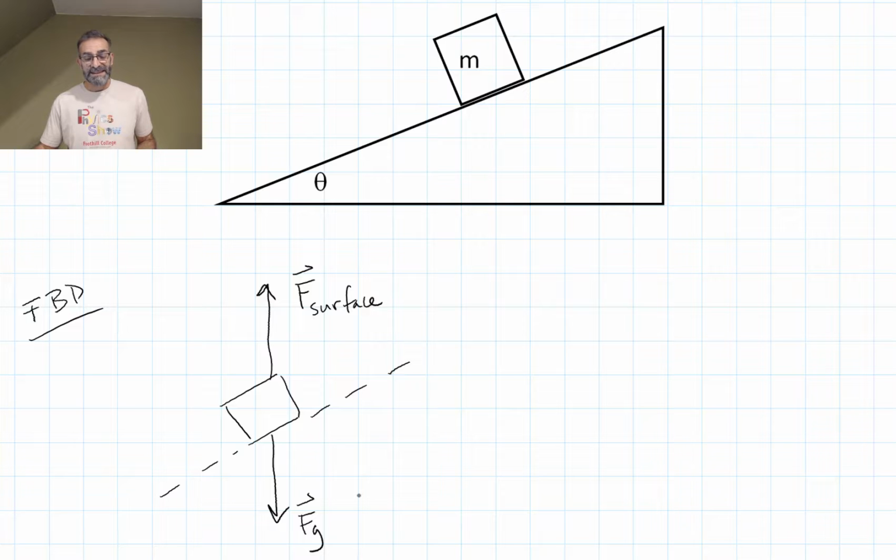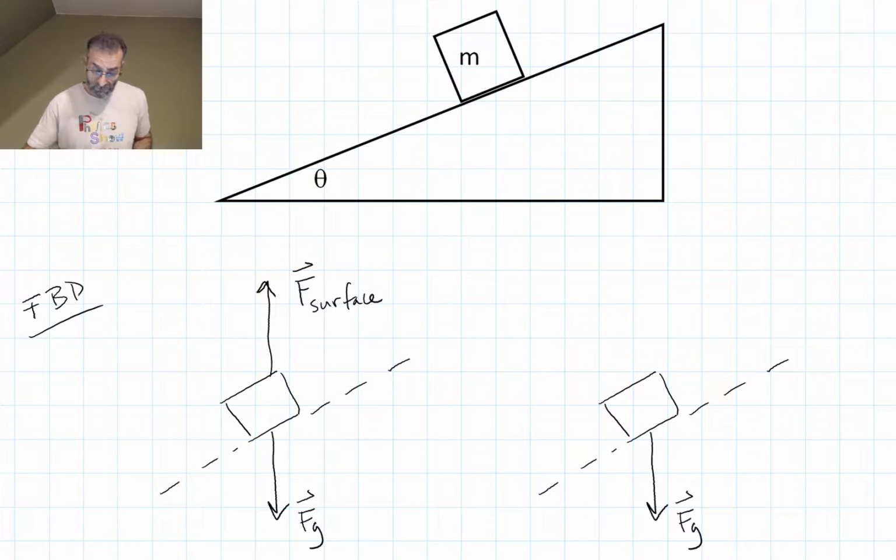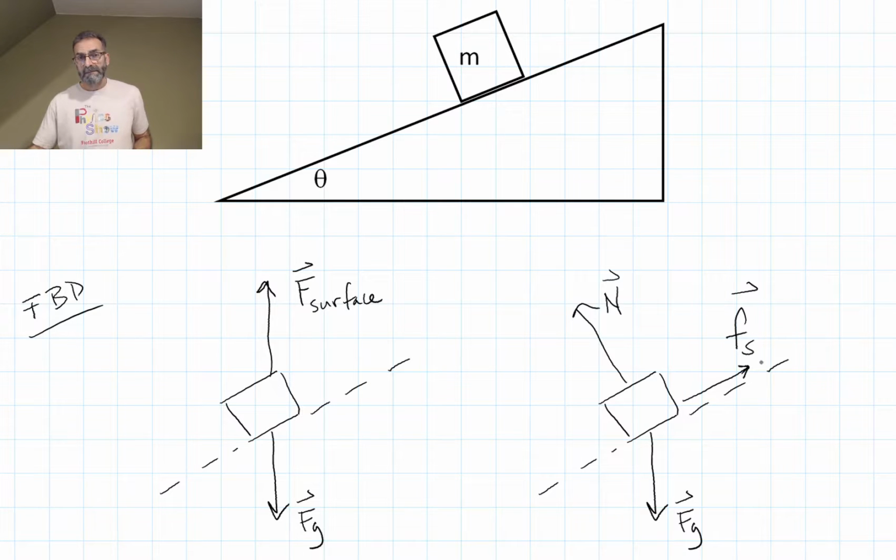I bet it isn't, because for some reason we like to break up the interaction that objects have with surfaces into two forces. A normal force that's normal, or perpendicular, to the surface, and a friction force that acts parallel to the surface. So you probably drew something that looked more like this. Here we have our normal force, our static friction force pointing up the hill.